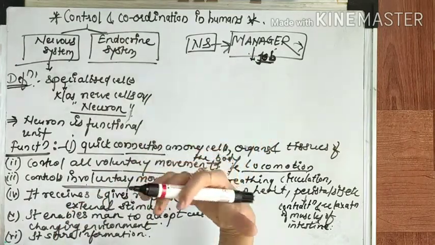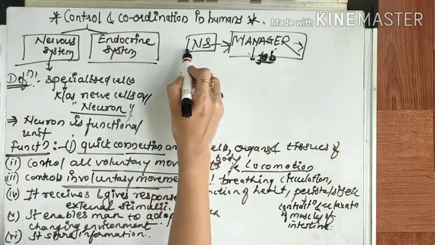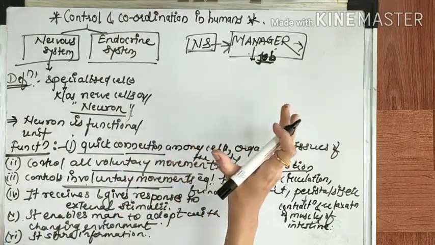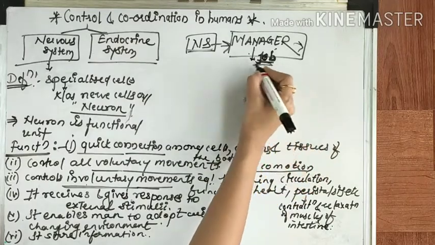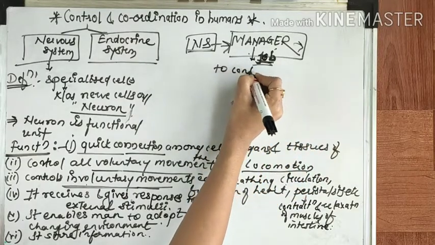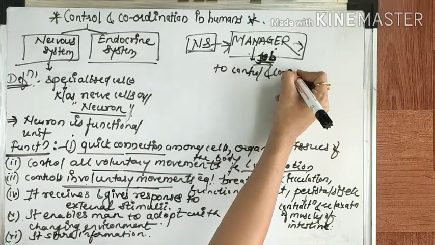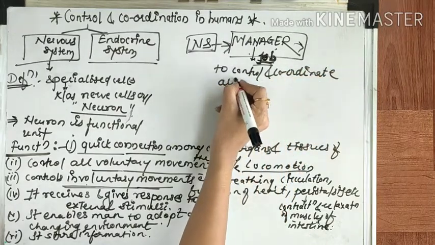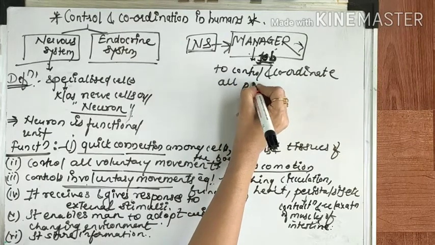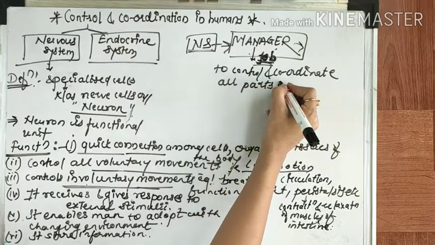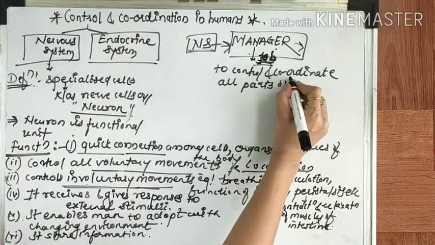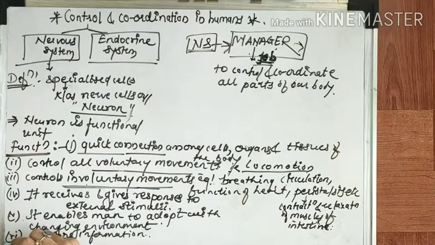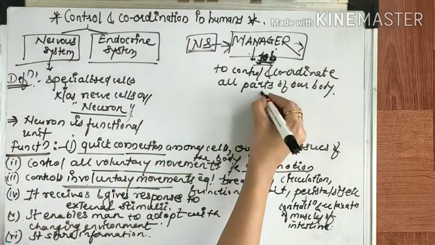So here in our body also one manager is there, that is called the nervous system, and its job is to control and coordinate all the parts of our body. Okay, so that they work together.